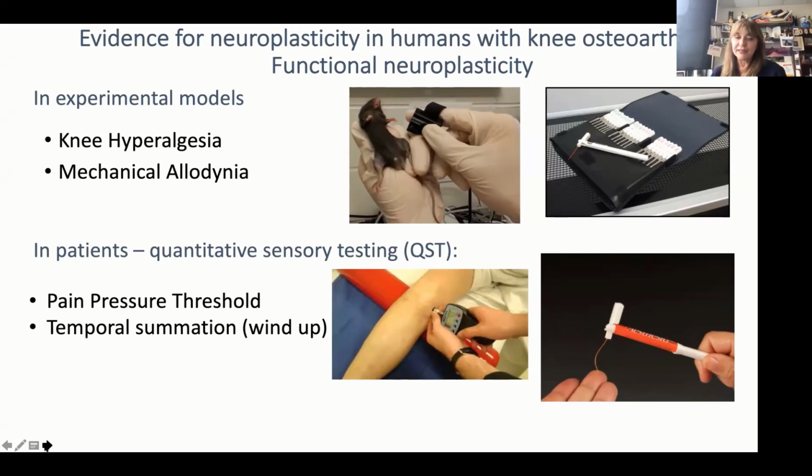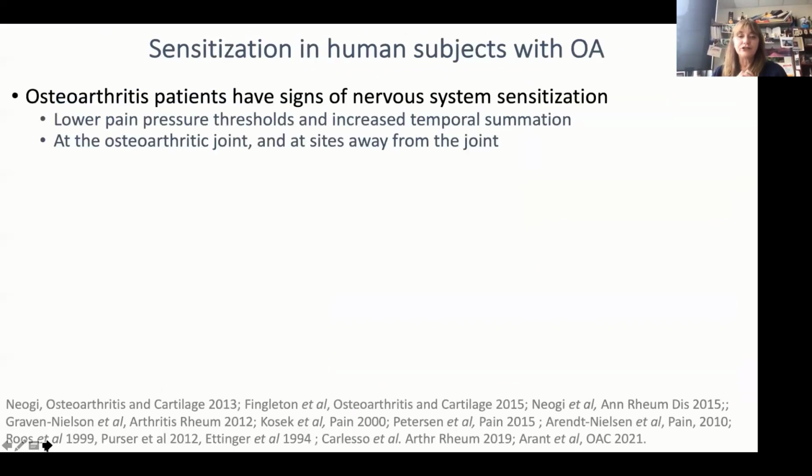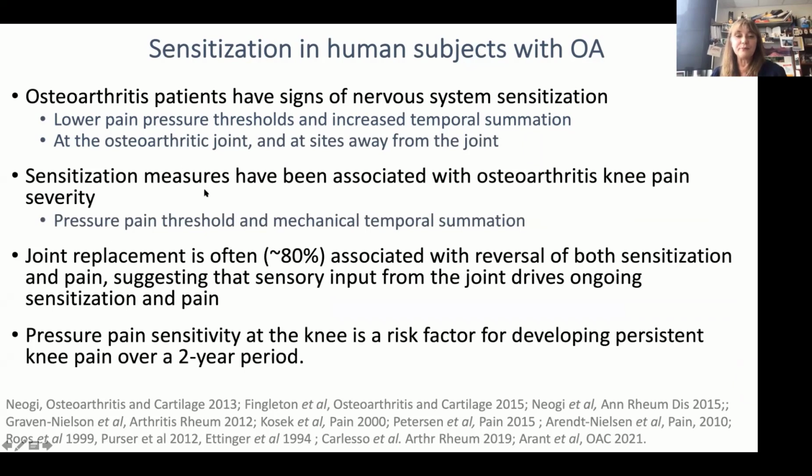And so what they are finding is that indeed, osteoarthritis patients have signs of nervous system sensitization. They have lower pain thresholds at the joint, but actually also away from the joint. Sensitization measures have been associated with osteoarthritis knee pain severity.